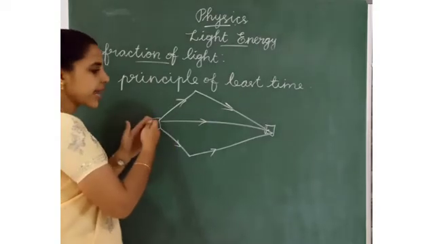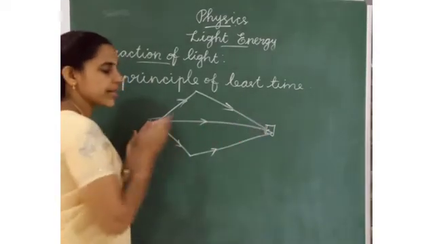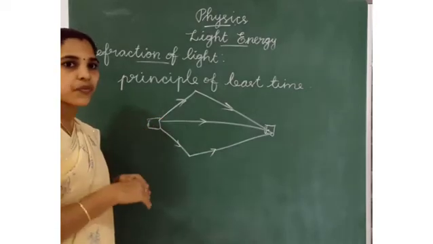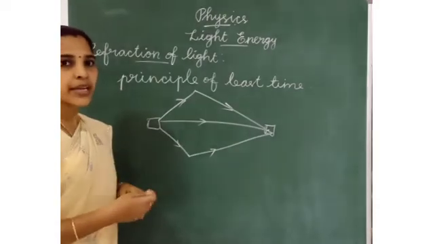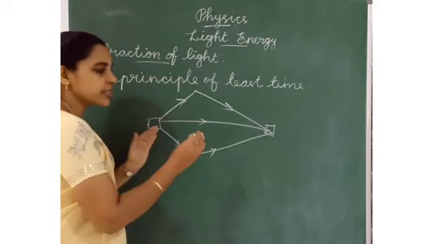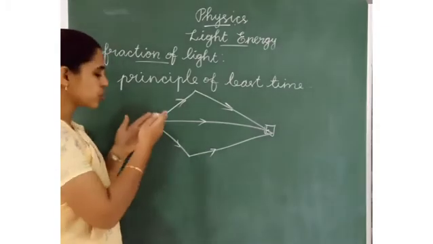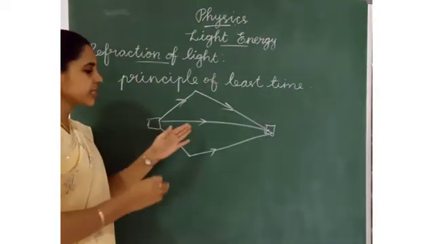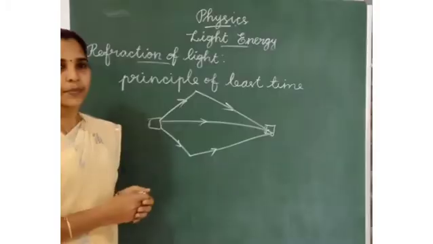The light travels from one medium to another medium. It takes the shortest time. The speed of light in different mediums changes. So in which path will it take the shortest time to move the light from one medium to another medium? It is called least time.